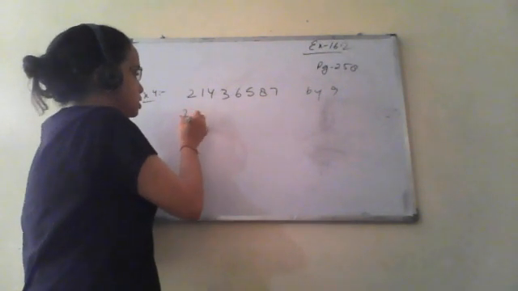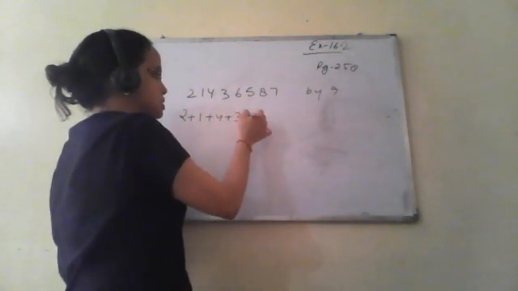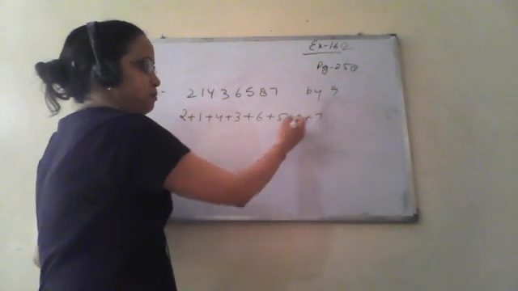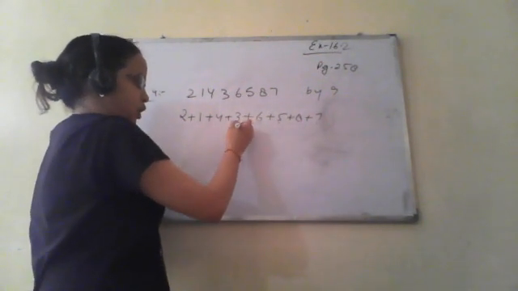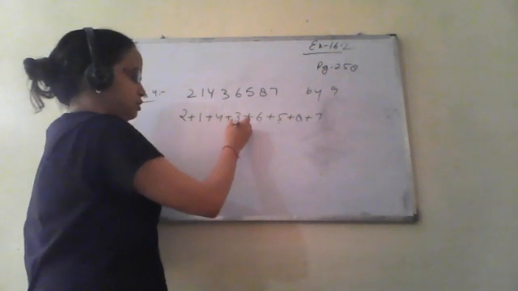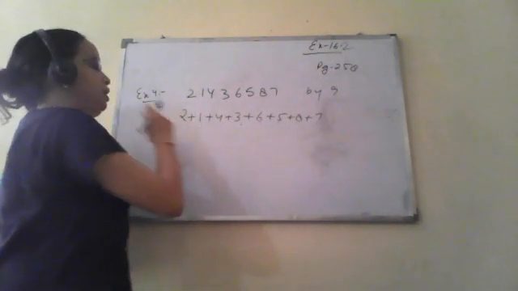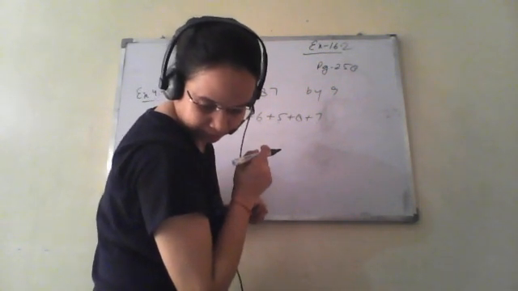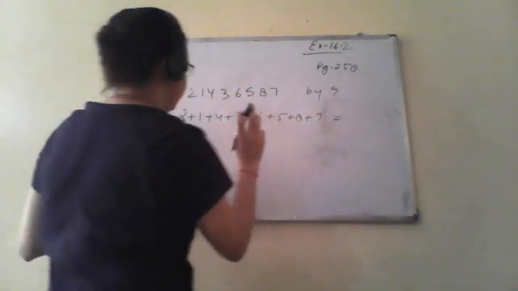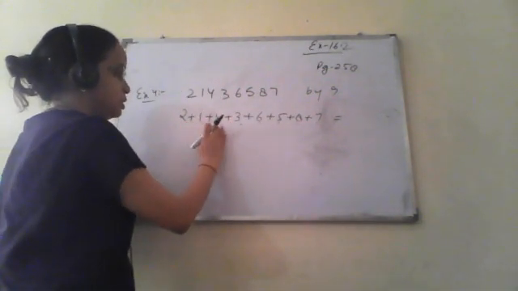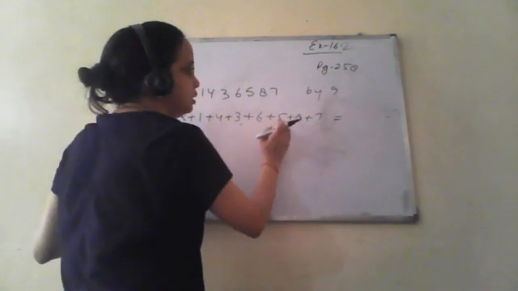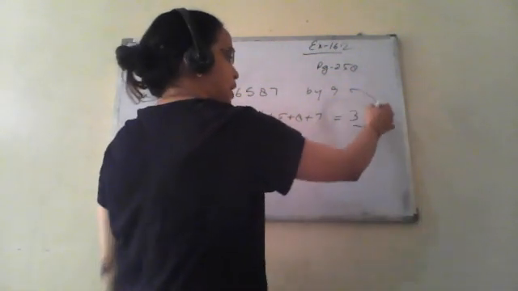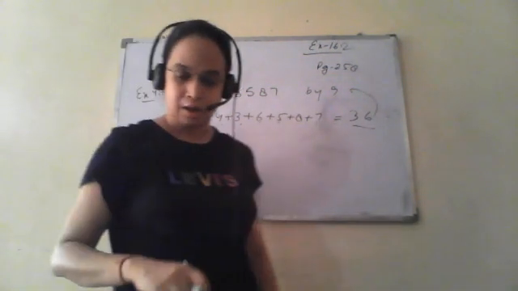So what we have to do? This is 2 plus 1 plus 4 plus 3 plus 6 plus 5 plus 8 plus 5, which comes to 37. So we will check once again. 3 plus 4, 7, 10, 16, 21, 29. It comes out to be 36, sorry. So this 36 is divisible by 9. That means this whole number will be divisible by 9.